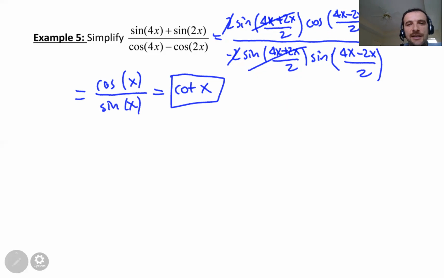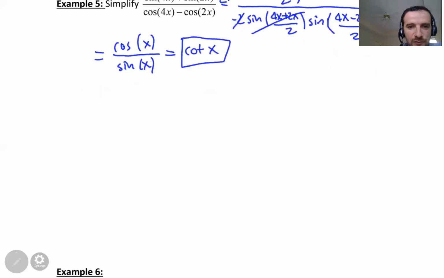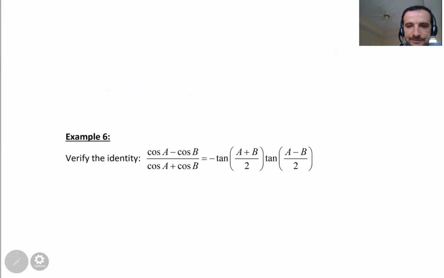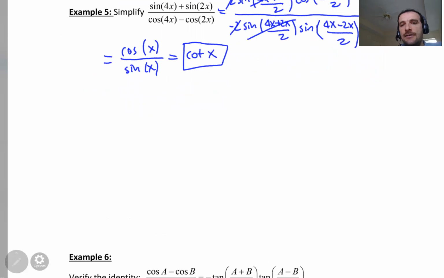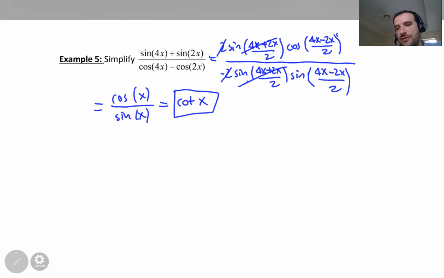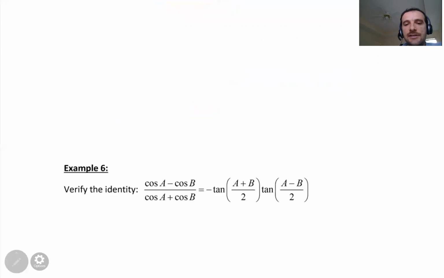Yay. This complicated looking expression is actually just cotangent x. All right. I hope you liked it. So let's move to the next and the last example in this section. Verify the identity. Cosine a minus cosine b over cosine a plus cosine b is equal to that expression on the right side. Okay, again we have a difference and a sum. So I can rewrite this as products. Why are we doing that? When we rewrite them as a product, if you look at the previous example, we could easily simplify some expressions. So we can do the same thing here as well.